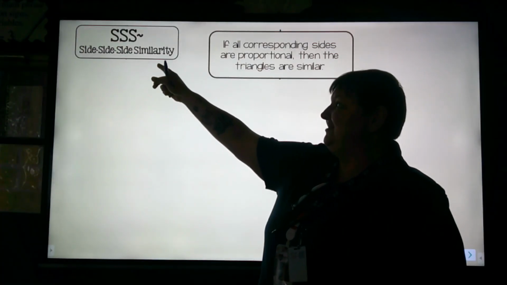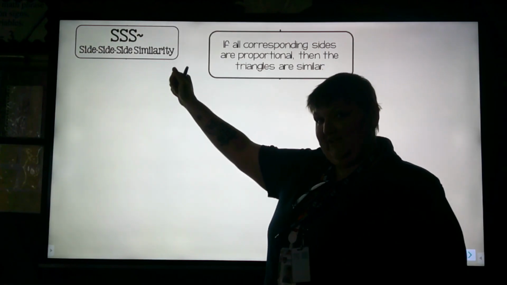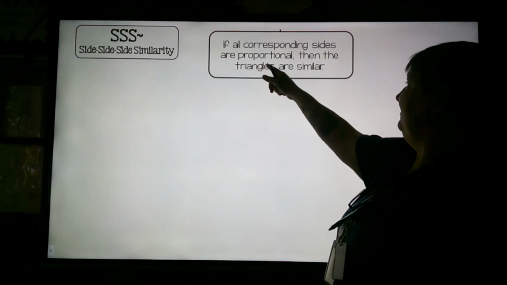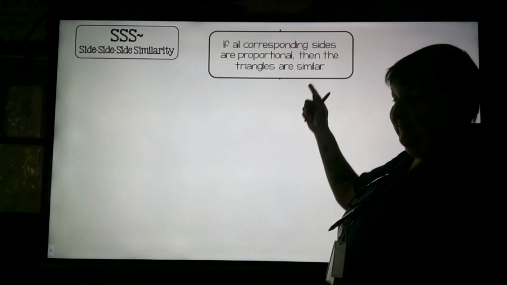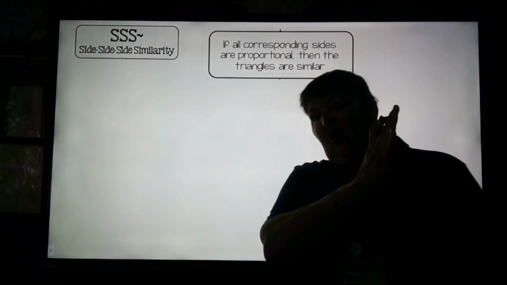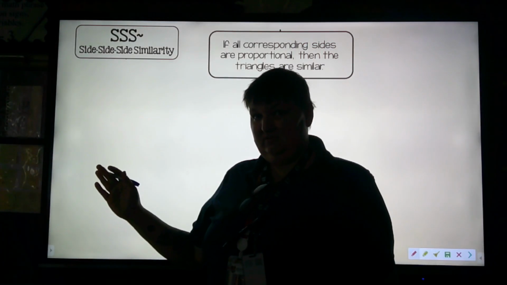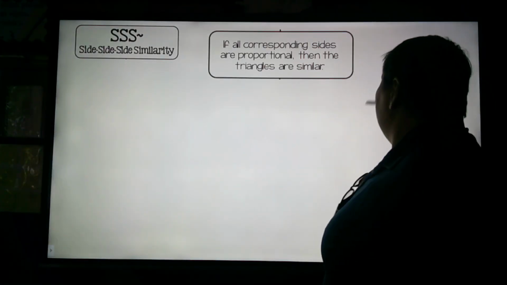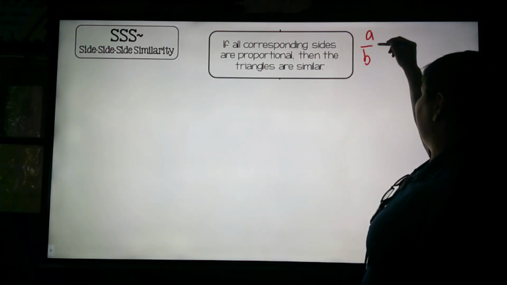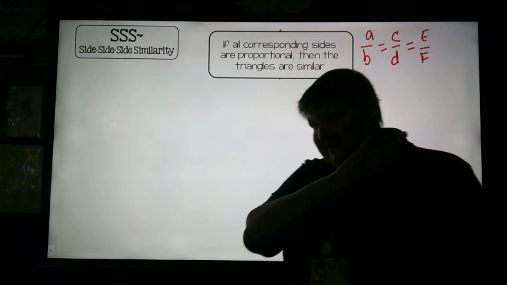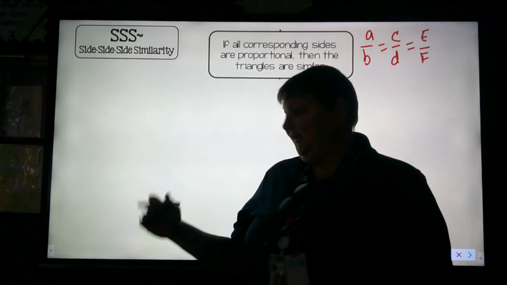SSS, side, side, side similarity. If all corresponding sides are proportional, then the triangles are similar. All of the sides have to be proportional, meaning they all have to have the same ratio. Which means that A over B has to equal C over D, has to equal E over F. All three sides have to have the same ratio. Right?